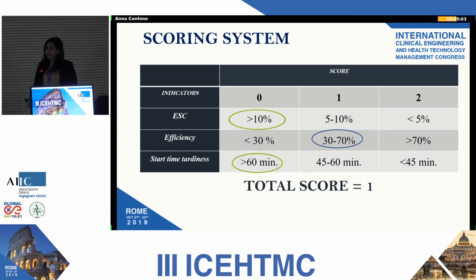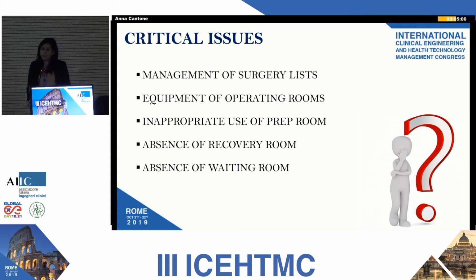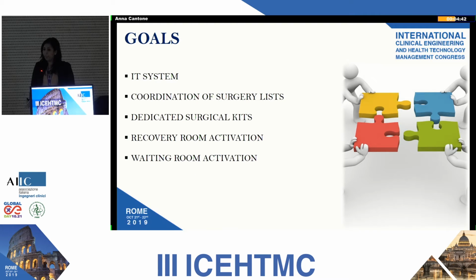So we define the critical issues, which are the management of surgery lists, the equipment of the operating room, inappropriate use of a prep room, the absence of a recovery room, and the absence of a waiting room. Defining these issues, we can start with the first phase of the Deming cycle, the definition of goals. The first one is the implementation of an IT system. In fact, when I recorded the data, I recorded on paper. There isn't a computer or something. Then the coordination of surgery lists, dedicated surgical kits, the recovery room activation, and the waiting room activation.